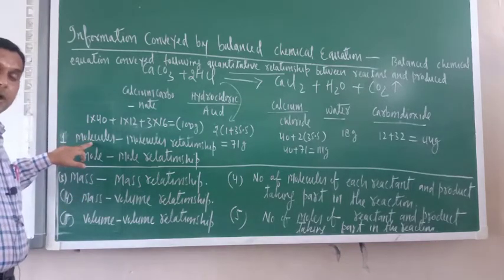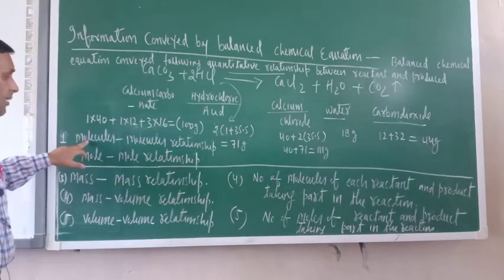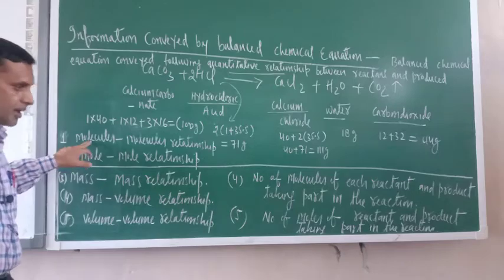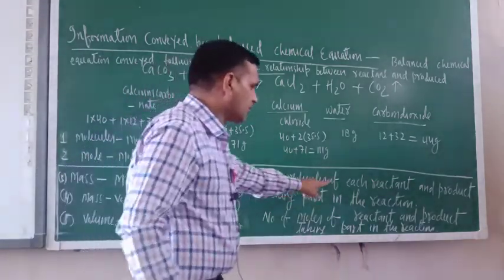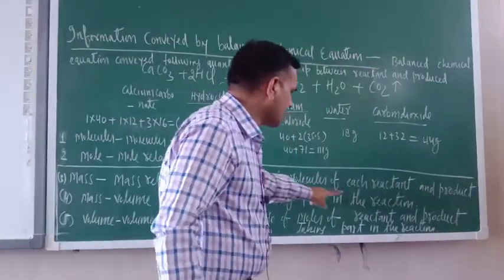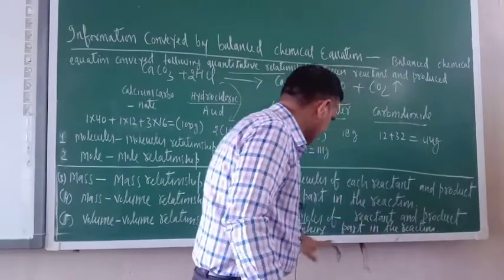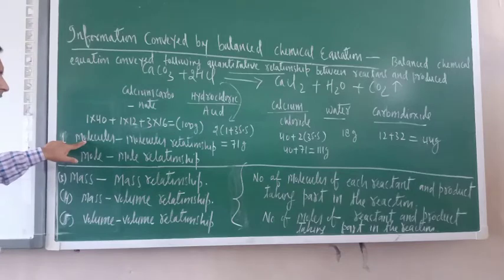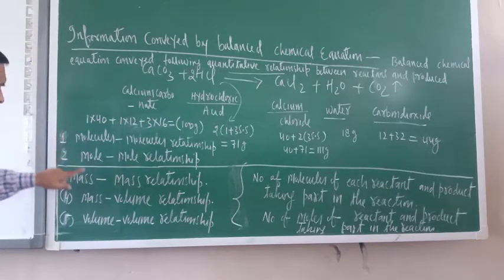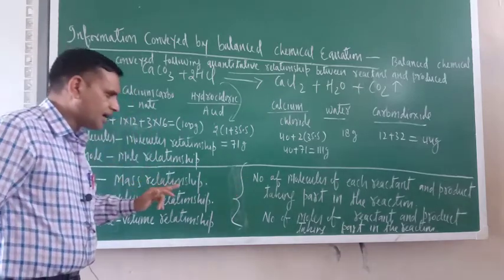The first two were related to the quantitative relationship between the number of molecules of reactant and product. Here I wrote, just see, the number of molecules of each reactant and product taking part in the reaction, and the number of moles of reactant and product taking part in the reaction. So that is the number of molecules relation and number of moles relation. Now for the mass relationship, this statement we can change. What can we write here?